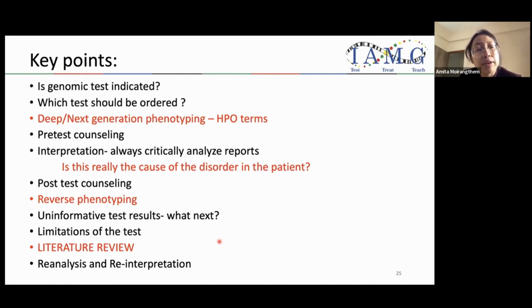Then once we have the report, we should always critically analyze it and ask whether this particular disorder in the patient is caused by what is reported in the lab report. Then it's always good to go back to the patient and examine him or her in light of the new findings or diagnosis, which is known as reverse phenotyping. And if we have an uninformative test result, we should make a plan of what to do next, understanding the limitations of the test, doing a thorough literature review, and there is always a window for reanalysis and reinterpretation of the reports.